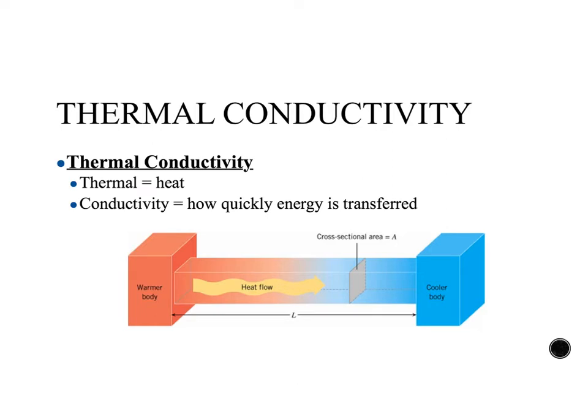Now if we take each word and break it down, thermal means heat, right? Conductivity means how quickly energy is transferred. So thermal conductivity means how quickly heat energy is transferred from one object to another. For example, if we take a look at this warm body of water versus cold body of water, we can see that the thermal conductivity in this instance is going to go from the warm to the cooler body of water. And so our thermal conductivity goes from warm to cold.